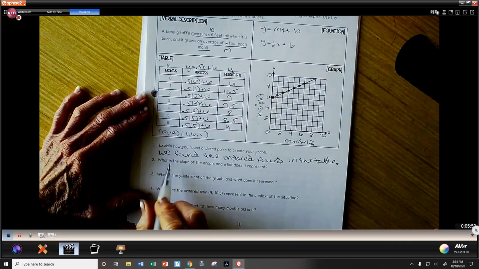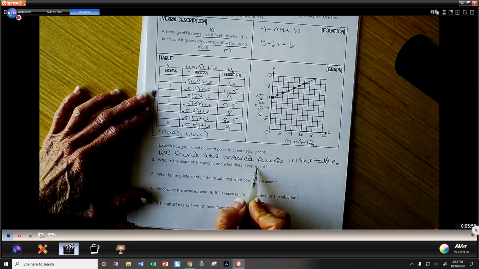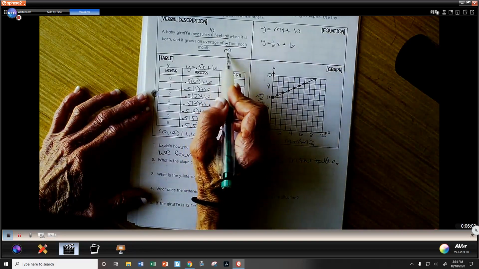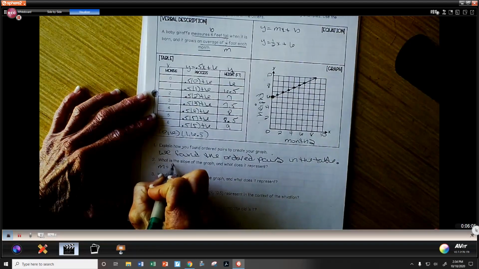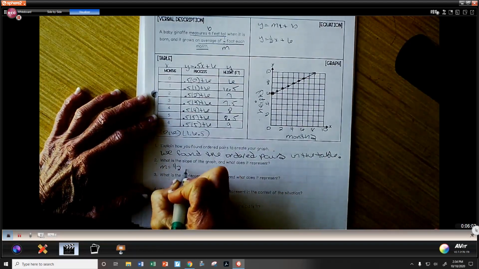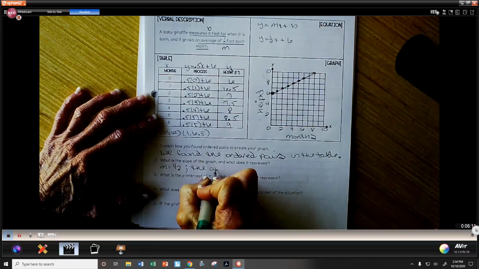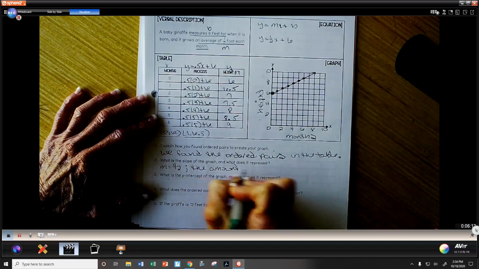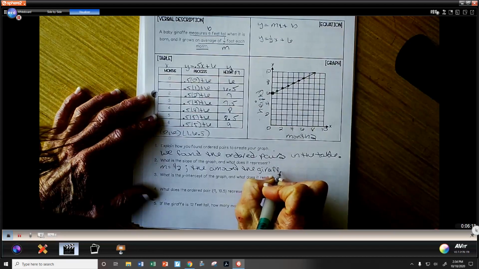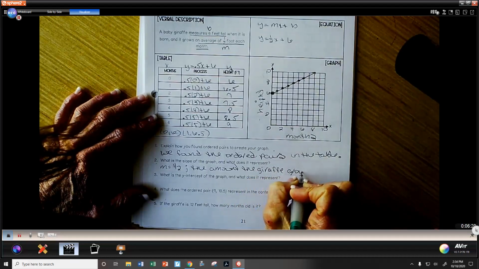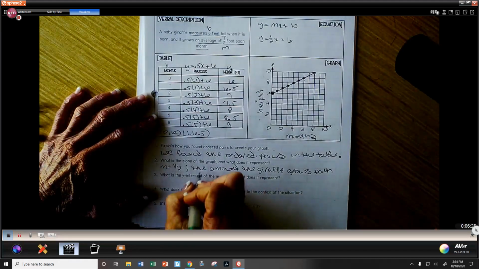Okay. What is the slope? And what does it represent? So our slope was a half. And it represents the amount the giraffe grows each month.